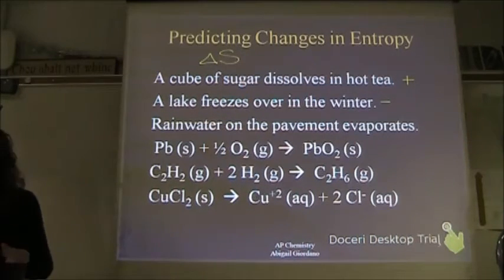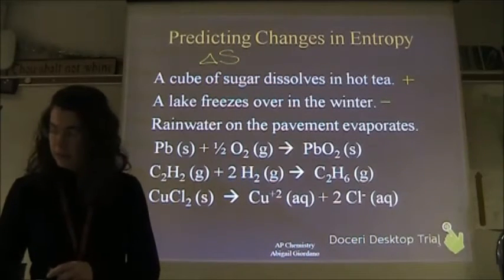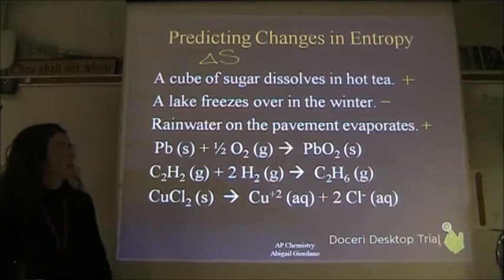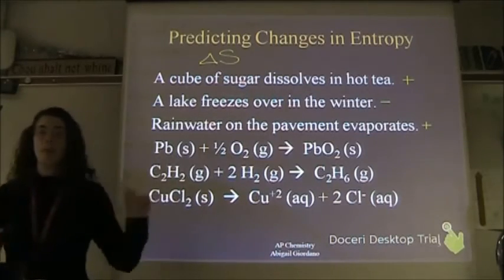Rainwater on the pavement evaporates. What do you guys think? Increase. Defend your answer. The rainwater goes from liquid to gas. Liquid to gas. Okay. Liquids have a certain amount of entropy, but gases have a lot more.